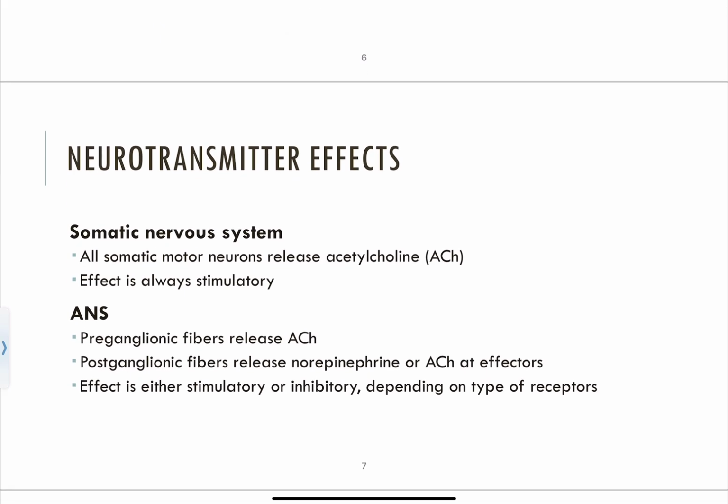We kind of talked about it earlier, but I'll mention it again. So neurotransmitter effects: when we have our somatic motor neuron releasing acetylcholine, the effect of acetylcholine binding its receptor on the muscle is always going to be stimulatory. For our autonomic nervous system, the neurotransmitter being released from the postganglionic fiber can either be stimulatory or inhibitory, depending on the type of receptor and the neurotransmitter itself.